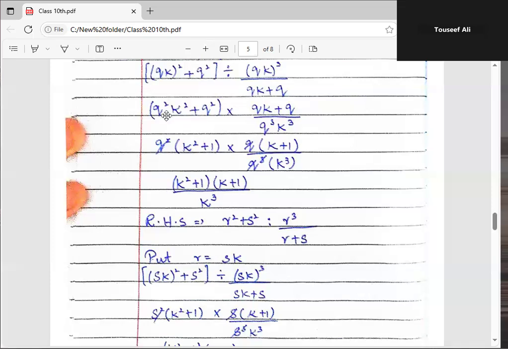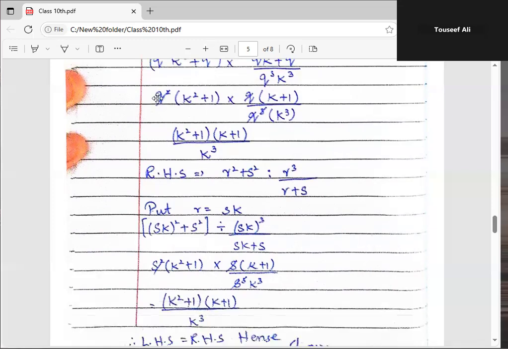Next, from here, q square is common in these two terms. So by taking q square common, the remaining term is k square plus 1. And from this term q is common, so by taking q common, the remaining term is k plus 1, divided by q cube and k cube as it is.